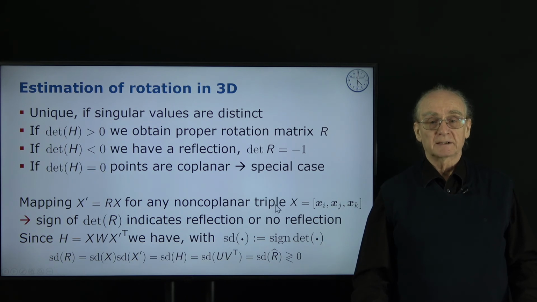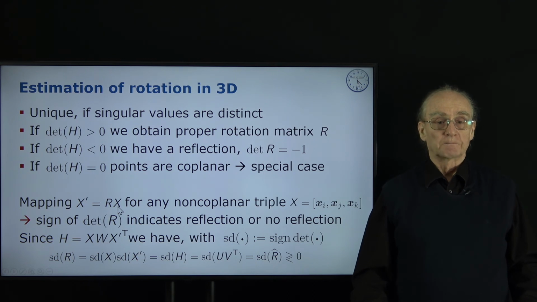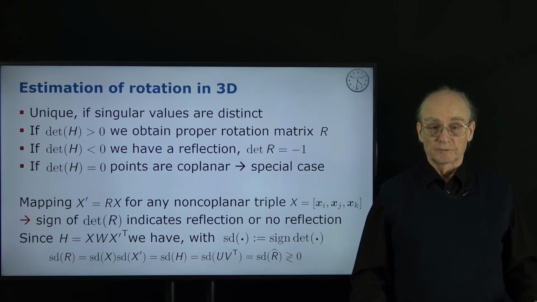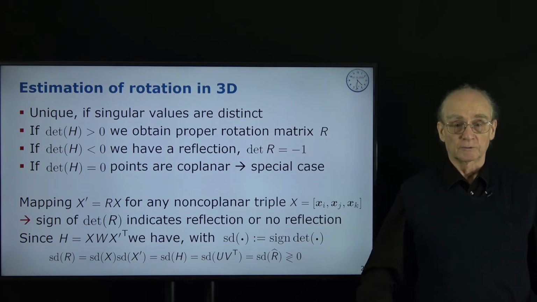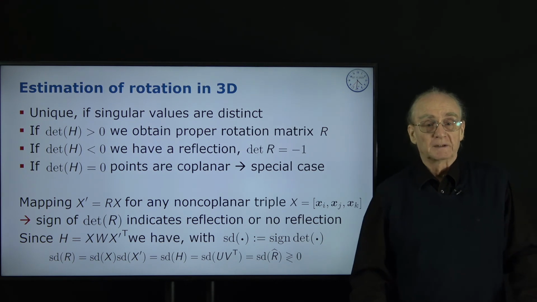Now, let's take any triple of points in the given coordinate system and in the transformed system. We have the matrix X prime, which is a 3 by 3 matrix, is the rotation matrix, which is a 3 by 3, and X also is a 3 by 3 matrix. If we now take determinants, the determinant of X prime is equal to the determinant of R and the determinant of X. So, the determinant of R now indicates whether we have a reflection or no reflection. If it's positive, we have no reflection. If it is negative, we have a reflection.